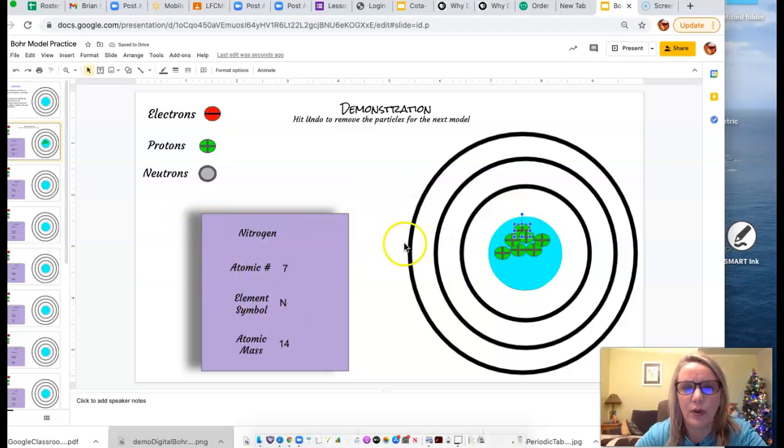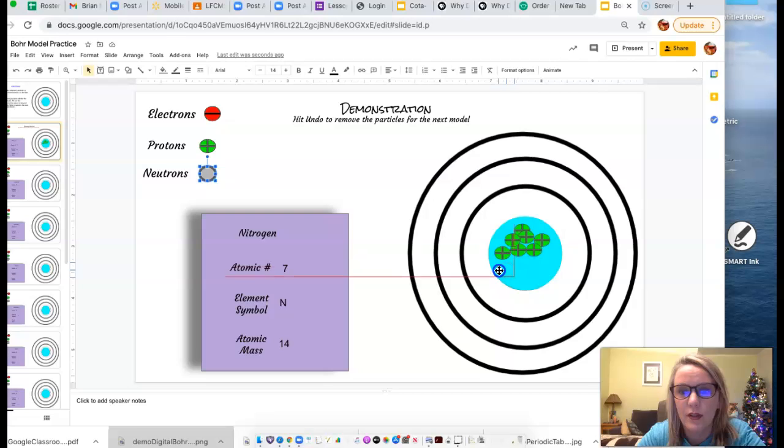Now we need to put our neutrons in the center. If the atomic mass is 14, remember, in order to get the number of neutrons, you take the atomic mass and you subtract the number of protons. We learned that the atomic number and protons are always the same. So 14 minus 7 is 7. We are going to pull 7 of these in here.